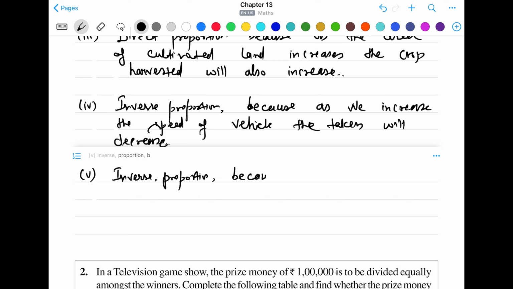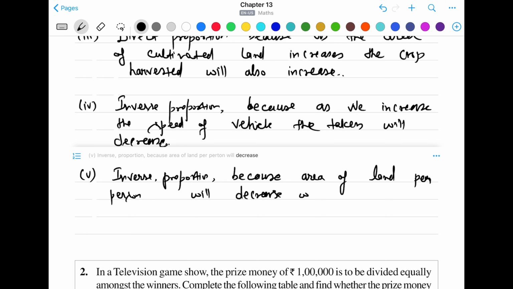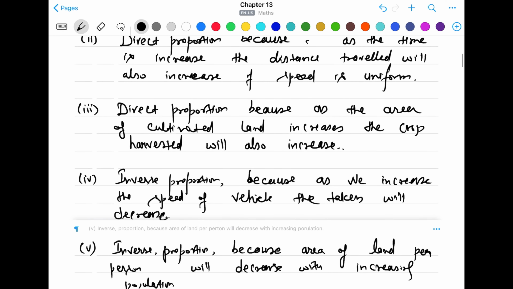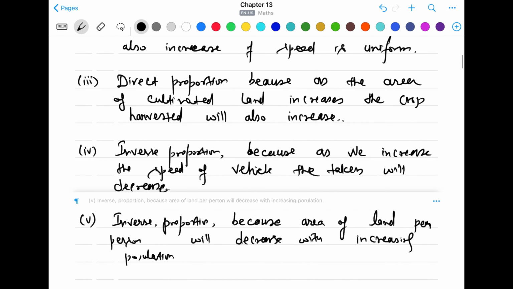Because the area of land per person will decrease with increasing population. So first, fourth and fifth are inverse proportional, and second and third are of direct proportion.